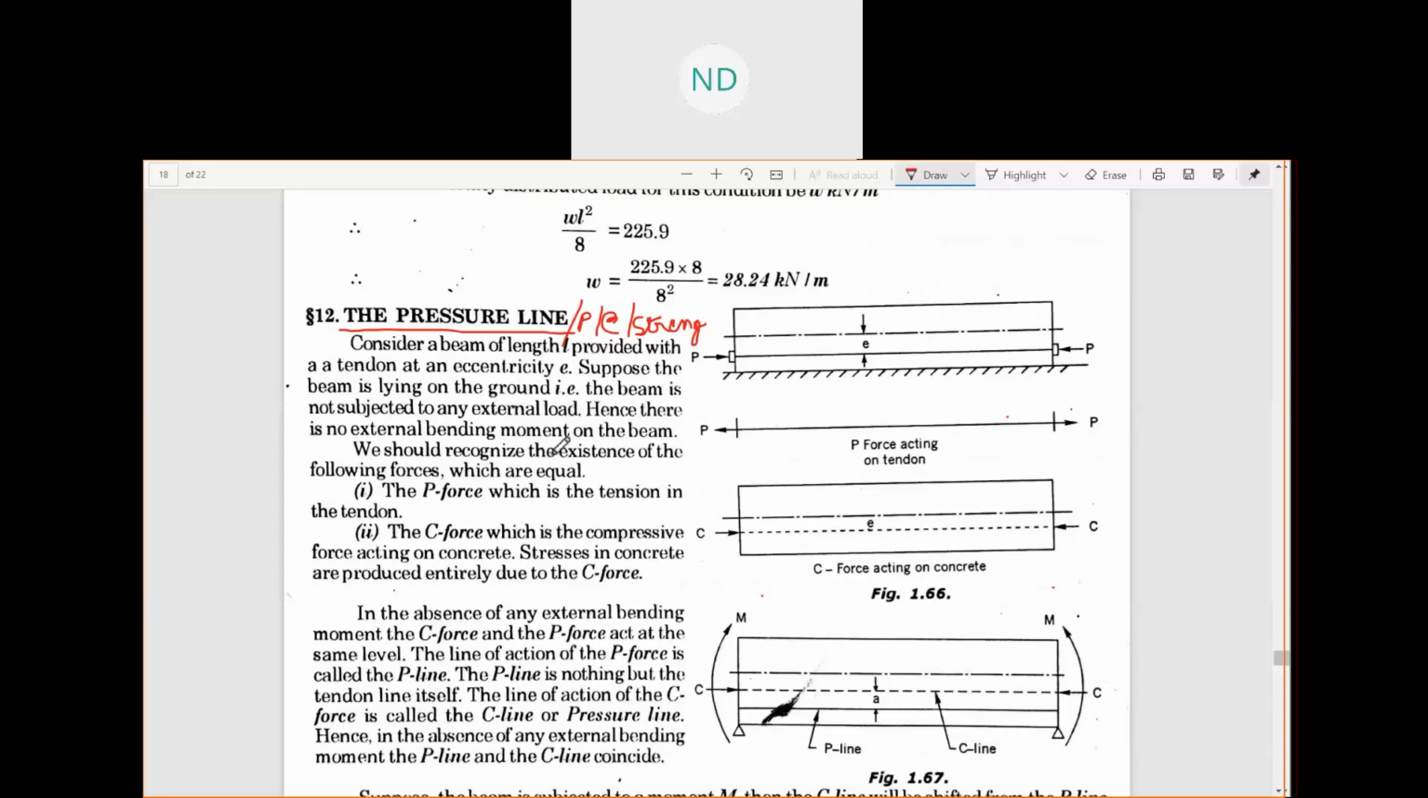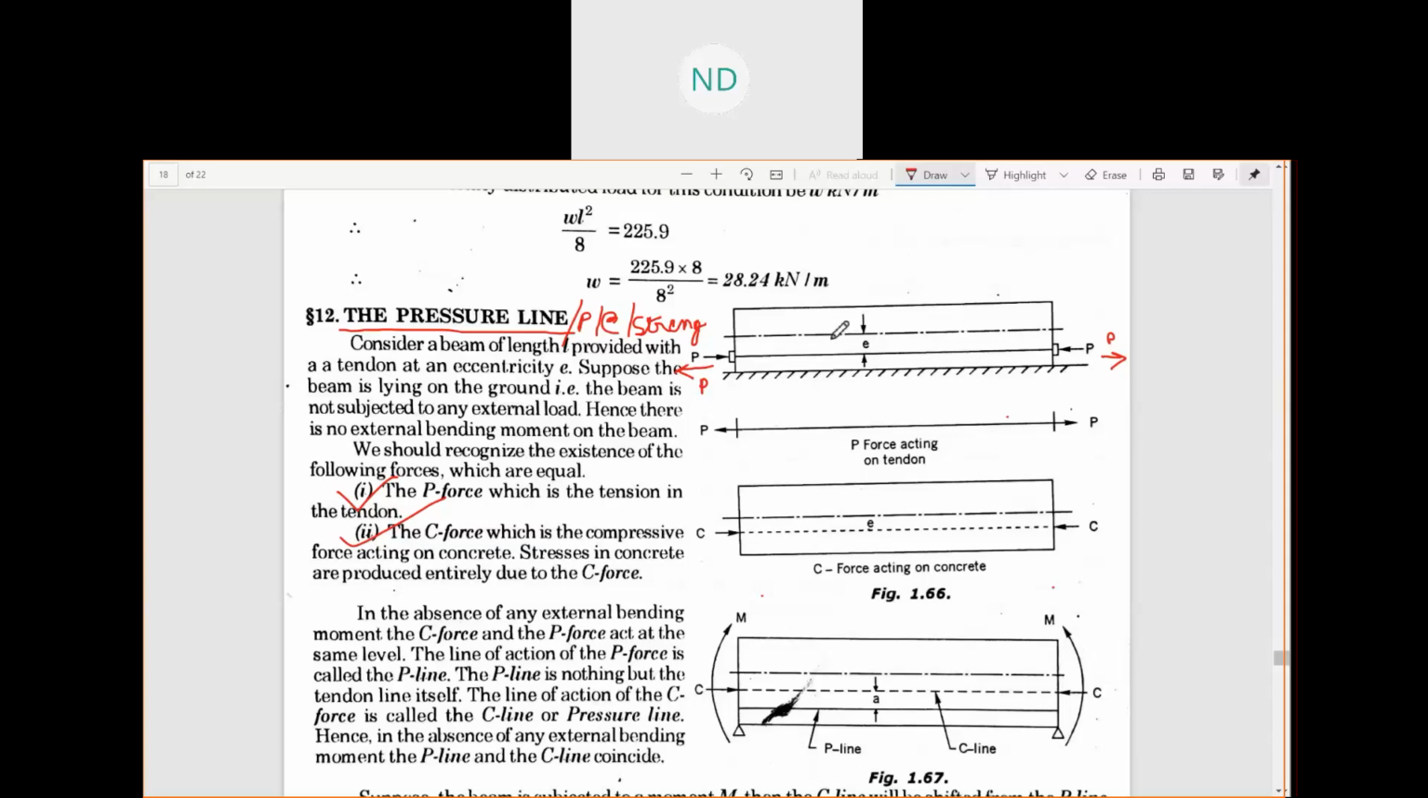So in that case, we recognize the existence of the following forces, which are the P force and the C force. Now, what is the P force and what is the C force? See here, this is the tendon. Once we give tension to the tendon, only then will the pre-stressing forces be developed. Now, this pull, which is your P, is along the tendon line, and the tendon line is known as the P line. Wherever your tendon is placed, that line is known as your P line. And now what is the C line? The C line is nothing but the forces due to this tension of the tendon. When you pull the tendons and then release them, compressive forces will be developed. So somewhere there will be a line of compression. Okay, that is known as your C line.